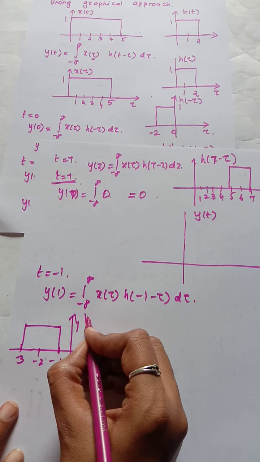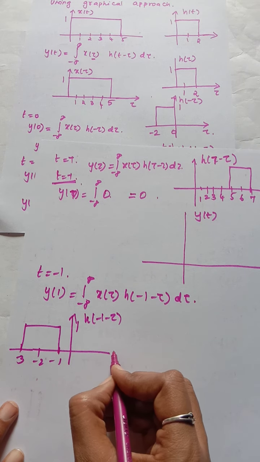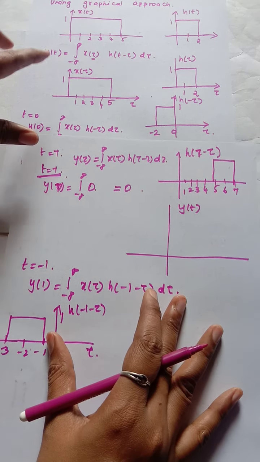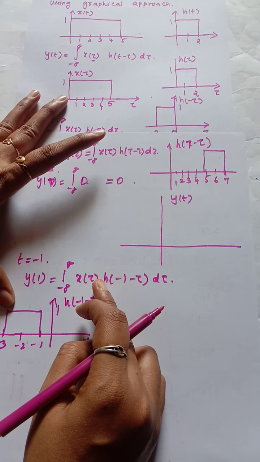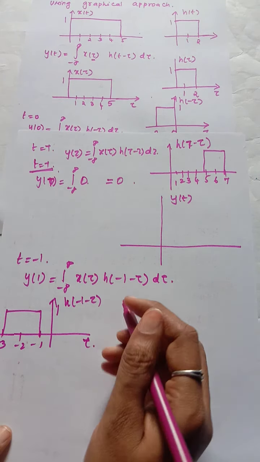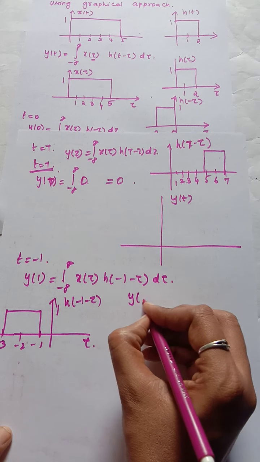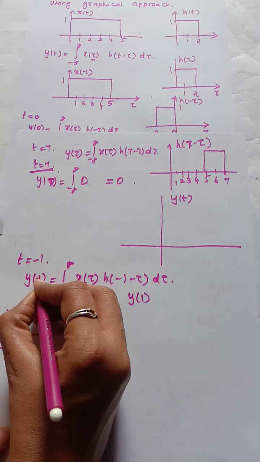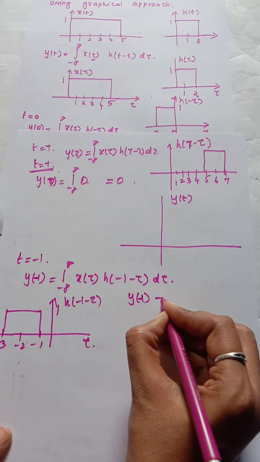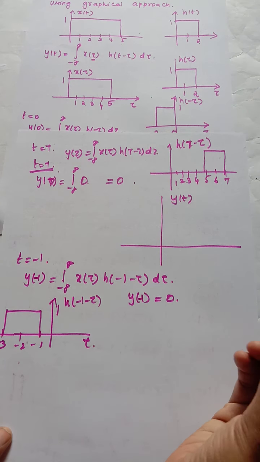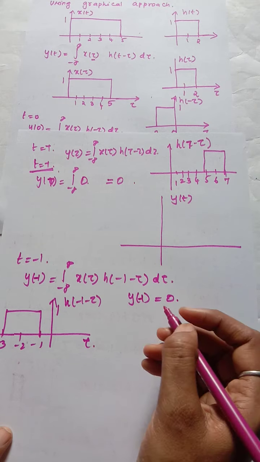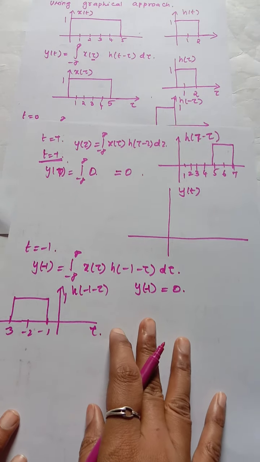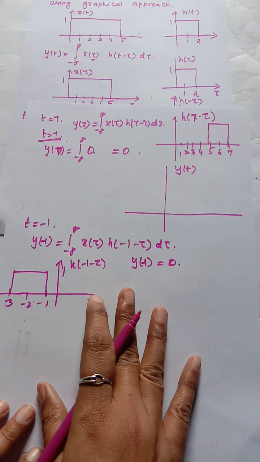So this is your h of minus 1 minus tau. Here it is tau. Now see, if you want to have this value, I need to multiply these two signals. So now there is no common value. Okay, so y of minus 1 is equal to 0. So whatever negative value you substitute, hereafter you will get 0. So you stop up to this for the negative values.